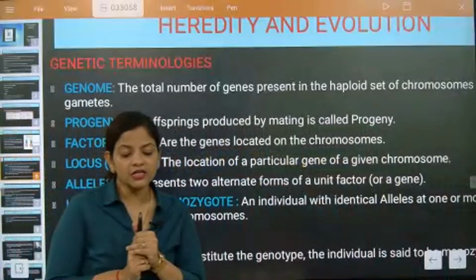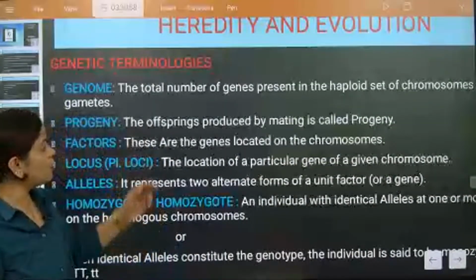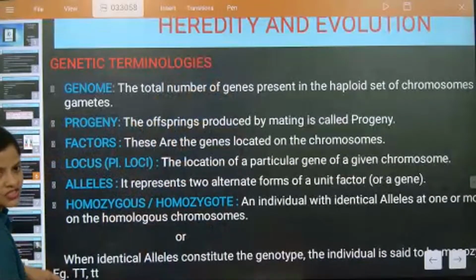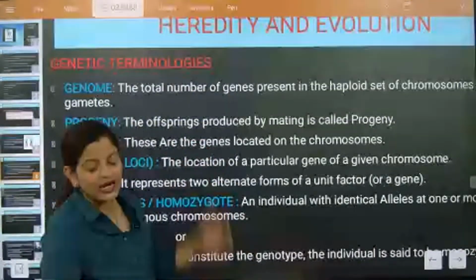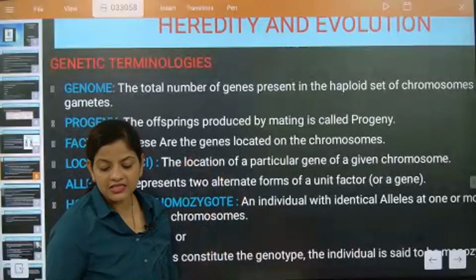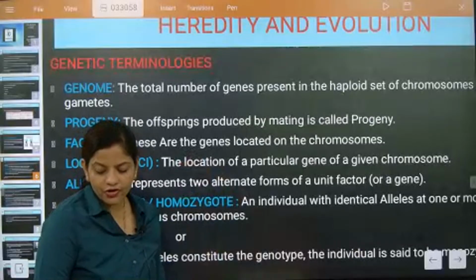So what is it, beta? The total number of genes present in the haploid set. How many genes will be present? Like this, first we have seen the strand. Now how many genes will be present on the structure, that will be considered as the haploid set. Okay, so now we will go for the next part.